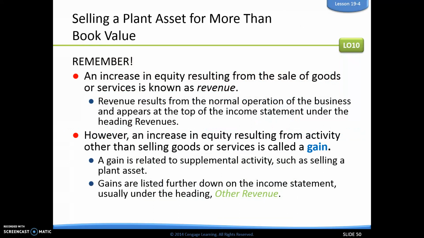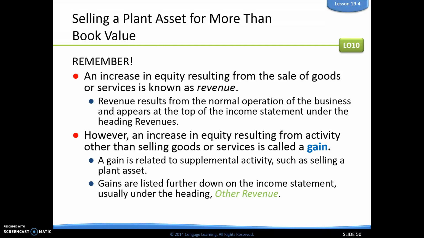Now, when it comes to selling a plant asset for more than its book value, we have to remember from previous chapters and even from Accounting 1 that anytime we have an increase in equity because of the sale of goods or services, we call that revenue. And revenue that results from normal operations of our business, which is sales, appears at the very top of our income statement. If you remember our income statement, we always start with sales.